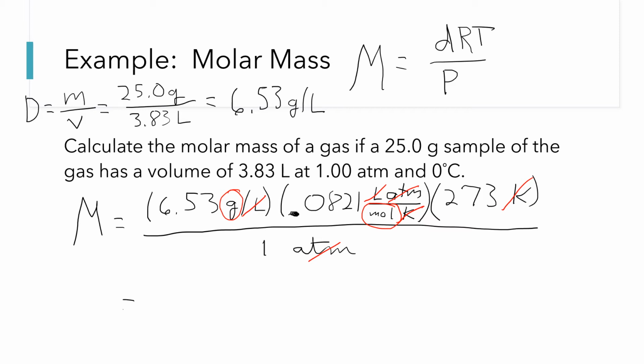And so now if I run this through my calculator, I'm going to have 6.53 times 0.0821 times 273, and that's going to give us a molar mass of 146 grams per mole.